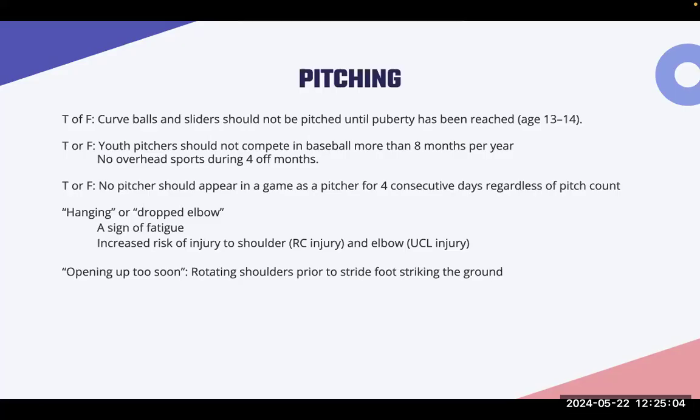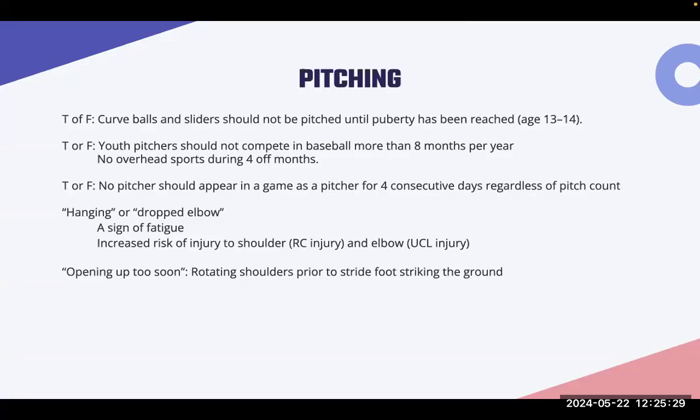I don't really have any data to back this up, but my gut says that's true. Yep. And this is just, again, to prevent those overuse things, give your shoulder and elbow enough time to rest and heal. And then true or false, no pitcher should appear in a game as a pitcher for 4 consecutive days, regardless of pitch count. I feel like that should be true.